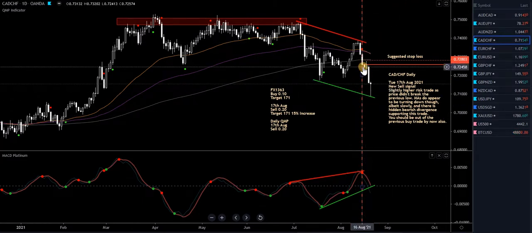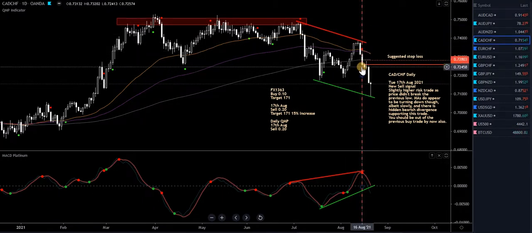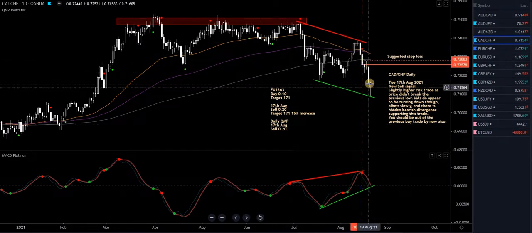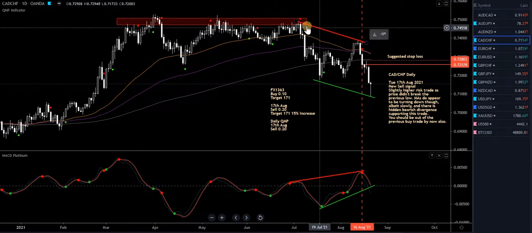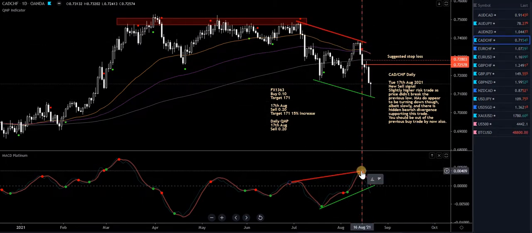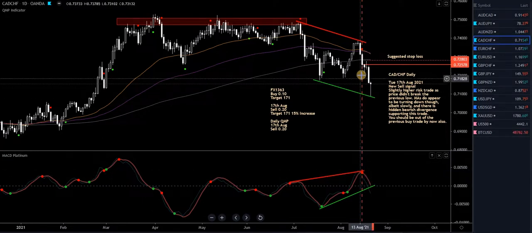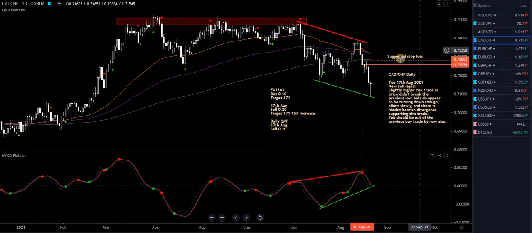All right, took a sell here, very similar to the Oz Japanese Yen. Sell here, again, you can read my notes. Hidden bearish divergence, lower highs on price, higher highs on the oscillator, the MACD Platinum. So I took the sell here. Again, the stop's been moved in, highlighted in light blue.